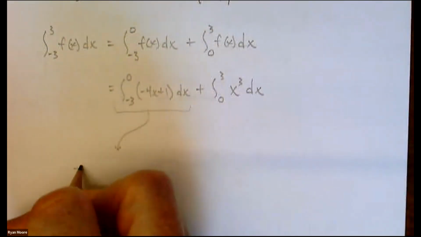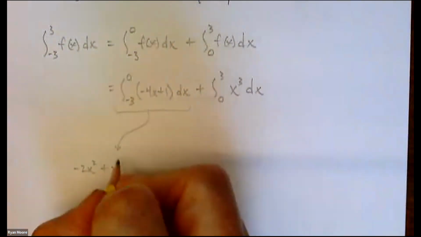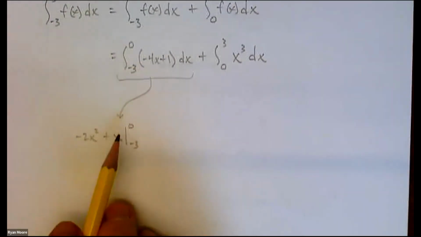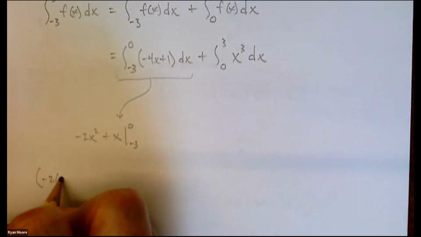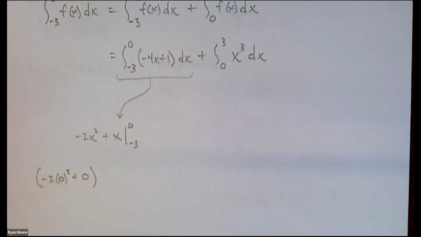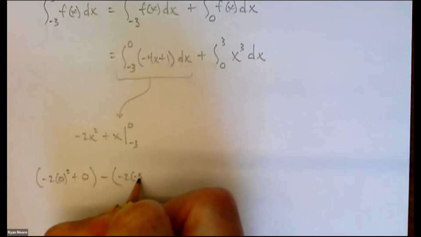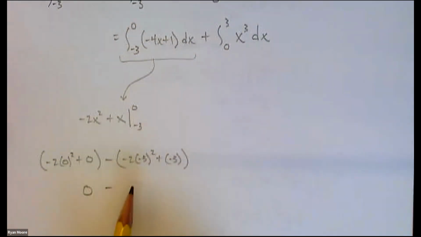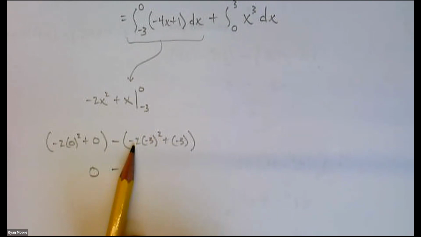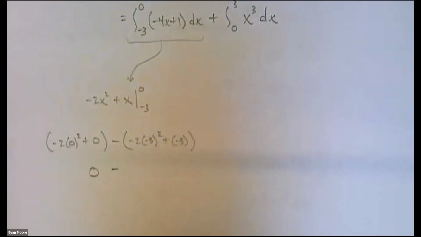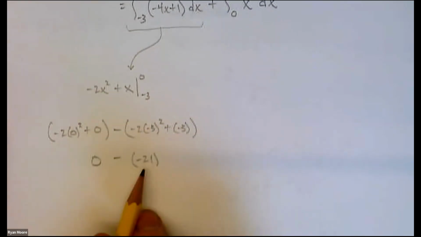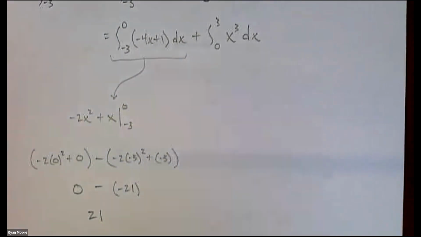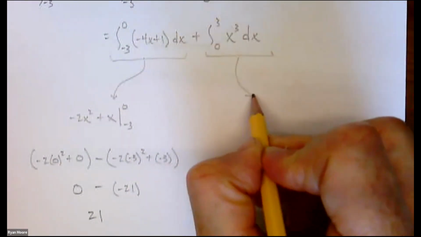Negative 4x plus 1, that would be negative 2x squared plus x from -3 to 0. Okay, plug in the 0 first. Sounds good. Then plug in the -3. So this is 0 minus, what do we have here? 9 times -2, -18, minus 3 is -21, but that's being subtracted. So that's 21. Positive area, all right.